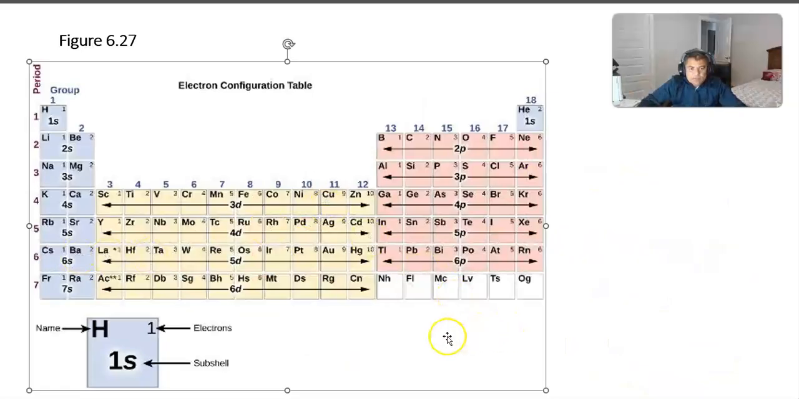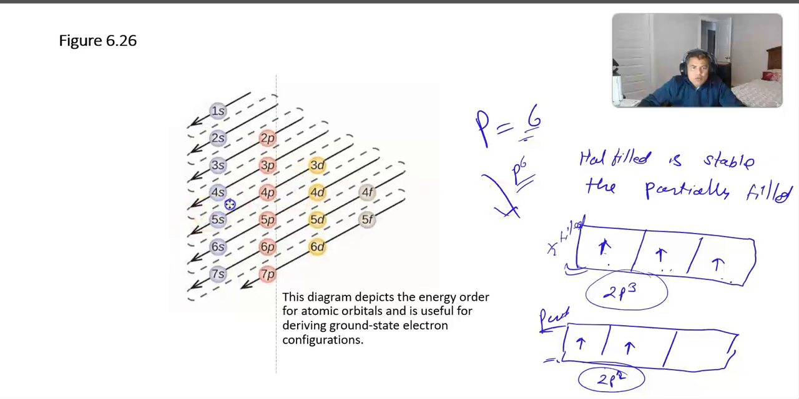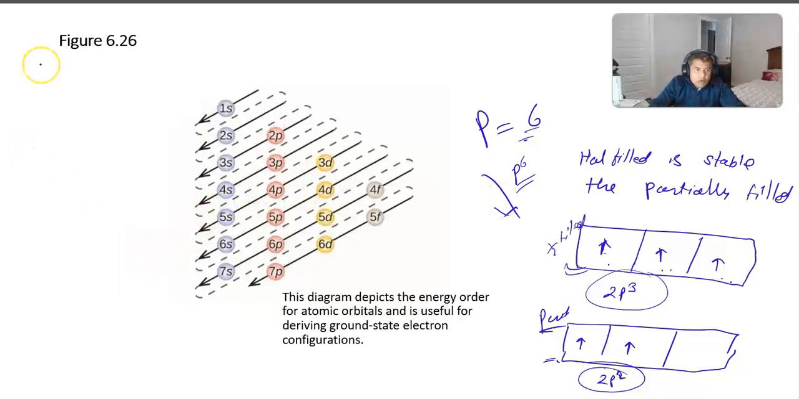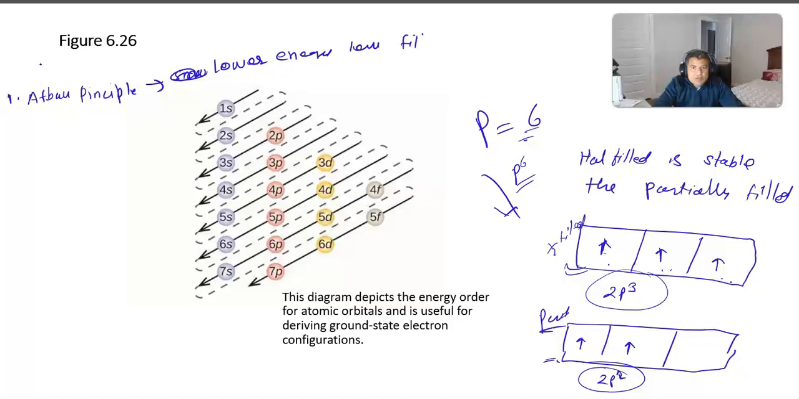So far, let's list here. Up to this point we have studied the following rules. One is the Aufbau principle. This says that the smaller, lower energy level fills first, right? According to this, first of all 1s, then 2s, then 2p, then 3s, then 3p, then 4s, and then 3d, and then 4p, like that.